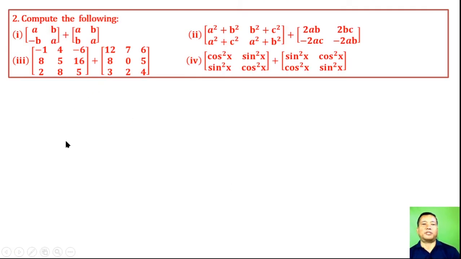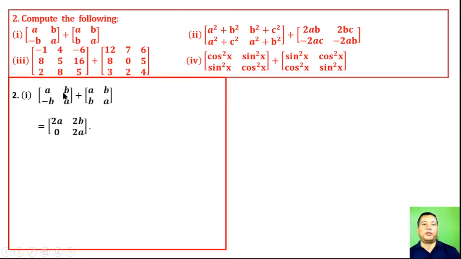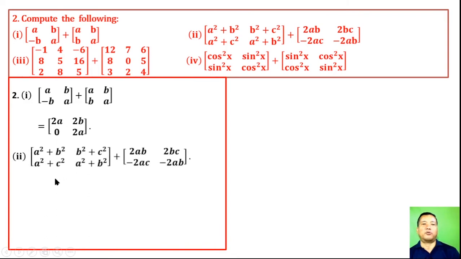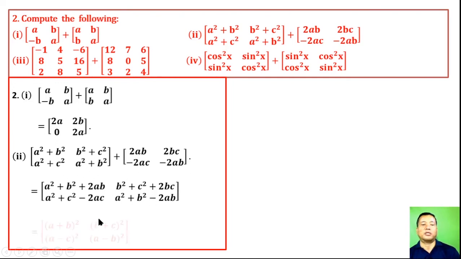Compute the following matrix in C. Addition: C equals A twice, A B twice, B minus B is 0, A twice A. Roman number 2 matrix, we get A square plus B square plus twice AB. Second, we get this. C, we get this. C, we get this. Formula, same as the square.